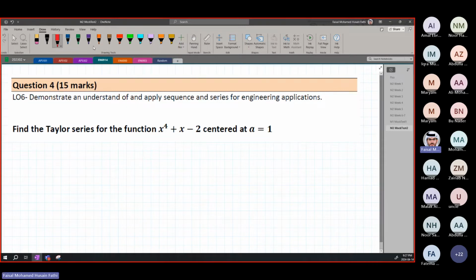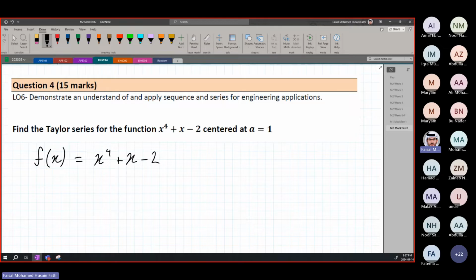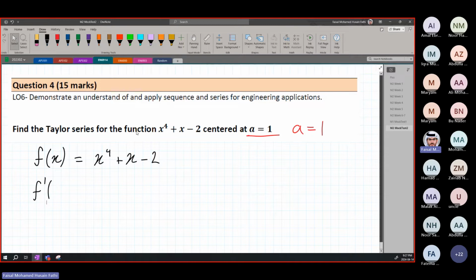So, Taylor series. For the function x to the power 4 plus x minus 2, centered at a equals 1. The first step of Taylor series is to write your function f of x. What is your function here? x^4 plus x minus 2. We know our a value, since this is a Taylor series, is equal to 1. Then, if it doesn't mention the first 4 terms or the first 10 terms or the first 2 terms, you're just going to keep differentiating until you cannot. That's what you will do.